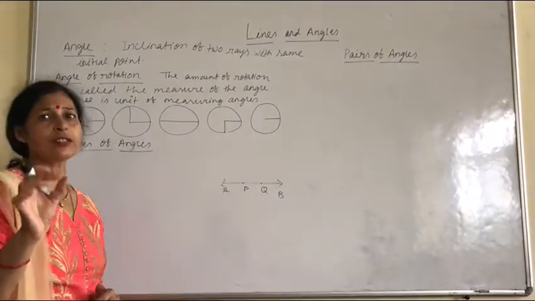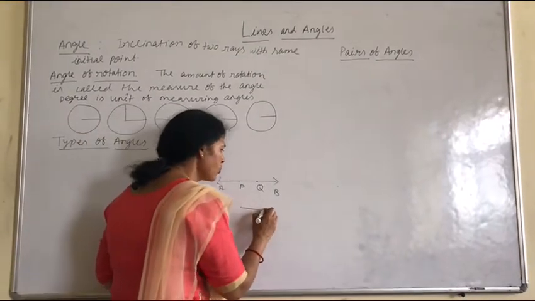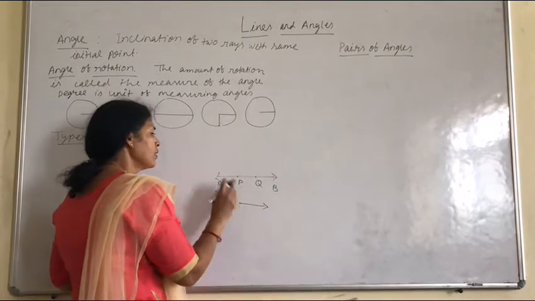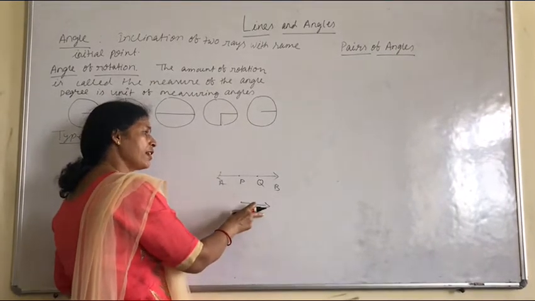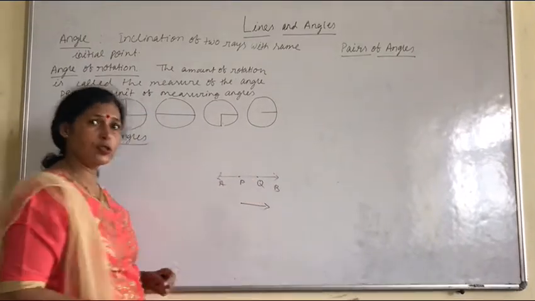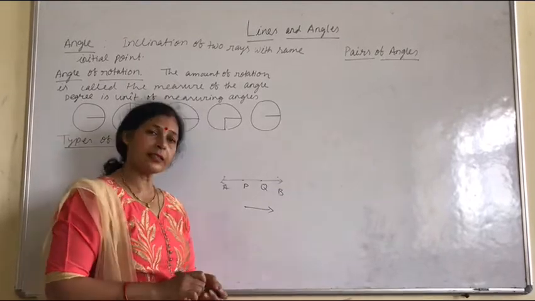The PQ is the line segment. Then what is ray? It has one end point. So this is the end point. This is called ray. It has no end point, this is line. And 2 end point, this is your line segment. You earlier know about that. Now today your topic is lines and angles.